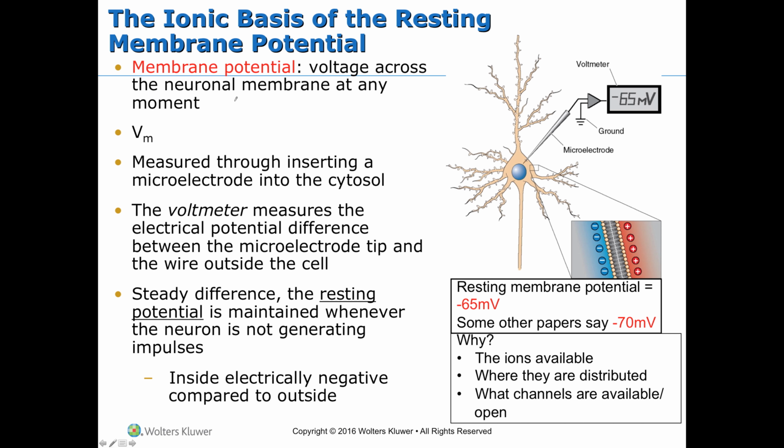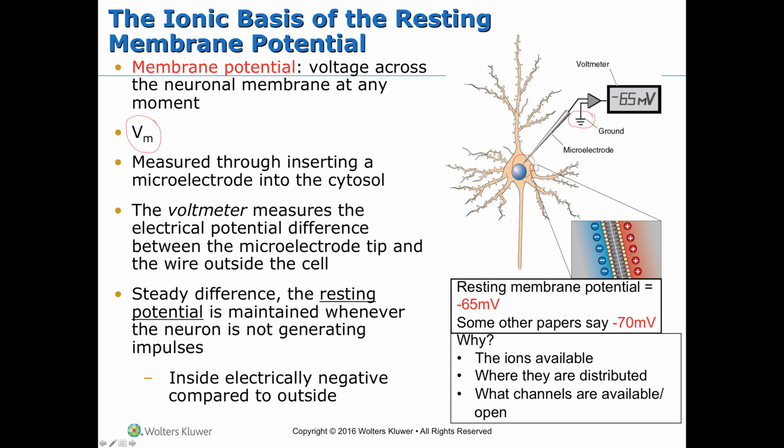Okay. So the membrane potential is the voltage across the neuronal membrane at any given moment. This is abbreviated V sub m. The membrane potential is measured through inserting a tiny microelectrode into the cytosol. The voltmeter will measure the electrical potential difference between the tip of the microelectrode that is within the cell and the wire that's often in the extracellular fluid outside the cell.